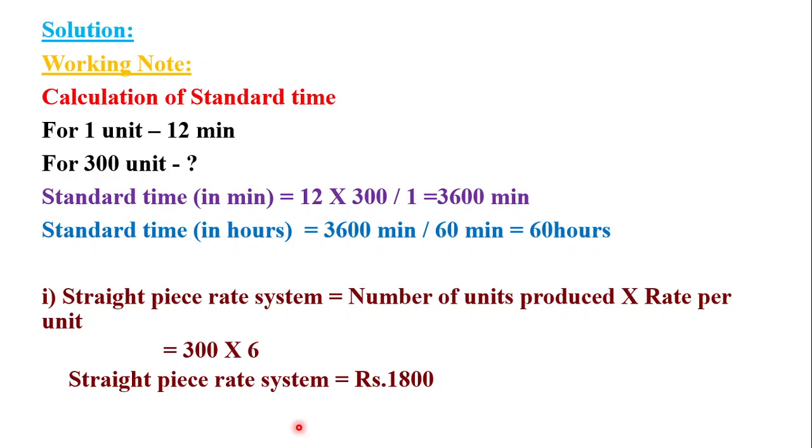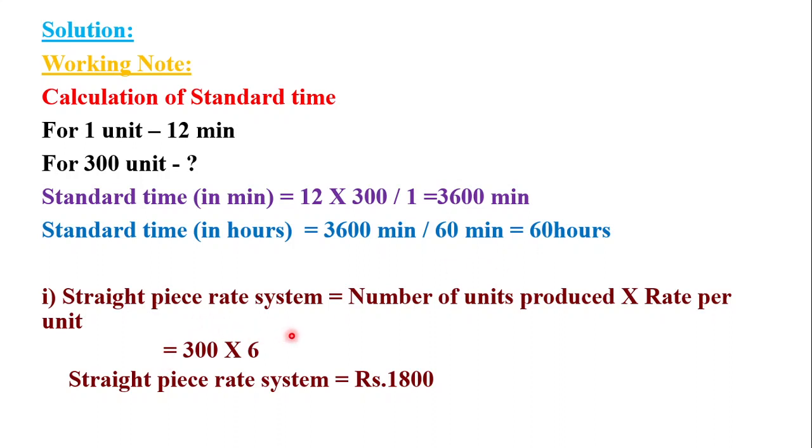Now, first we should calculate standard time. For producing 1 unit they require 12 minutes, for 300 units how much? Cross multiplication we have to do. Standard time in minutes it will come 12 into 300 divided by 1, 3600 minutes. Then standard time in hours we have to calculate, minutes should be converted into hours, 3600 minutes divided by 60 minutes, so 60 hours it will come.